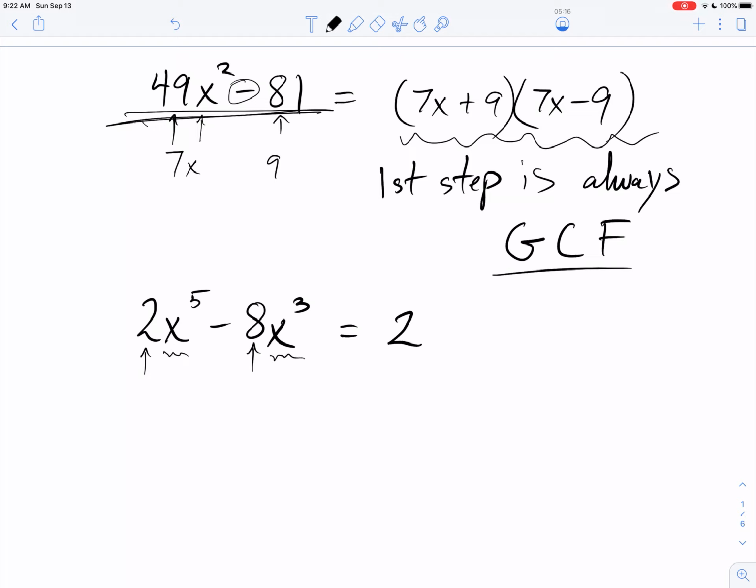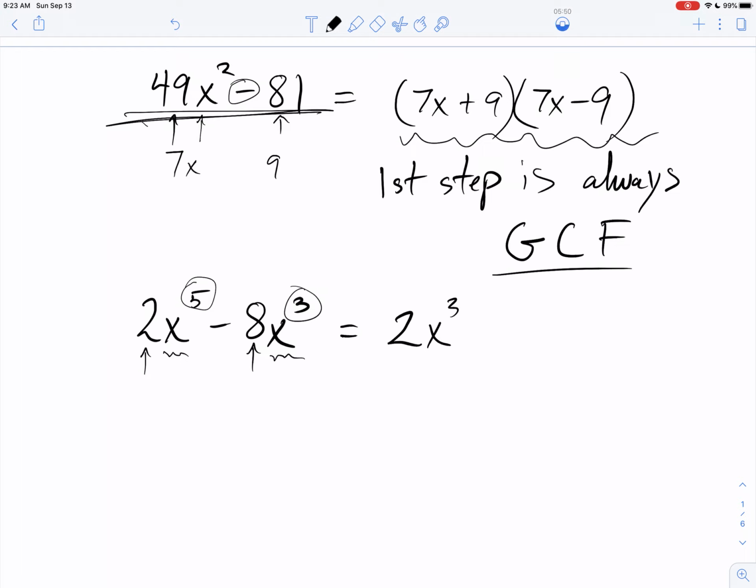X fifth and x third. Pick on the little guy. X third comes out. See, when you are looking for a greatest common factor, it's always made up of the tiniest parts of the problem. It's true. It's weird. The greatest common factor, well, it's not 8. 8's greater than 2. No, no, no. Look at the 2. And x to the fifth is bigger than x to the third, but x to the fifth isn't the greatest common factor. It's always made up of the smallest stuff.